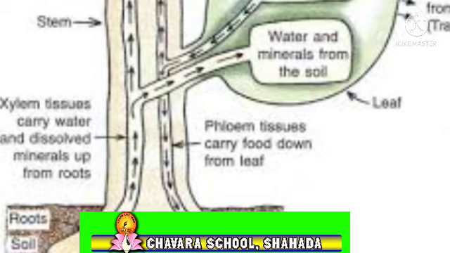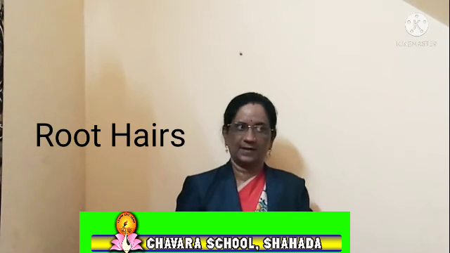Let us first see the structure of the roots. The structure of the root includes the root system. In the first point we saw the root system and shoot system. The root system consists of the main root, and that main root bears lateral branches which we call lateral roots. And these lateral roots bear very small hair-like structures, which we call root hairs. And these root hairs are responsible for the absorption of water and mineral salts.